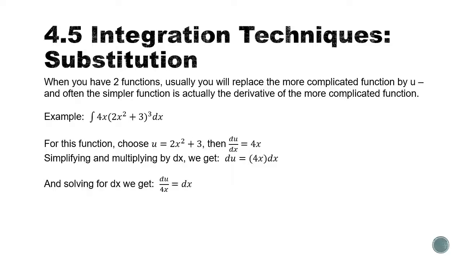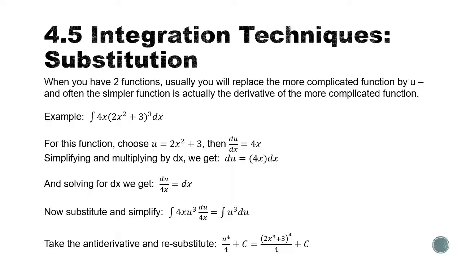Now you may think, well, I've still got some x's hanging around in there. It's okay, they're actually going to cancel. Watch. So we have 4x times u to the 3rd times du over 4x. Well, look what happens. The 4x's cancel. So we have u to the 3rd du. And taking the antiderivative, we have u to the 4th over 4 plus c, and then finally replace u with 2x squared plus 3.